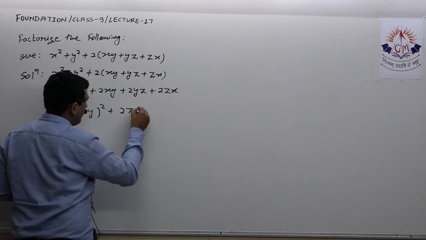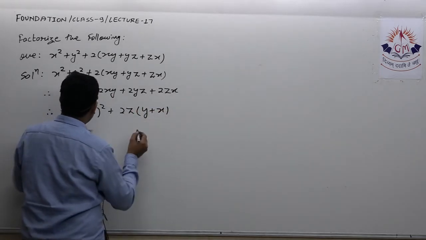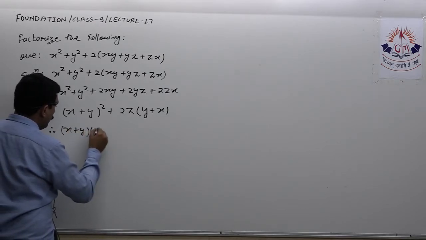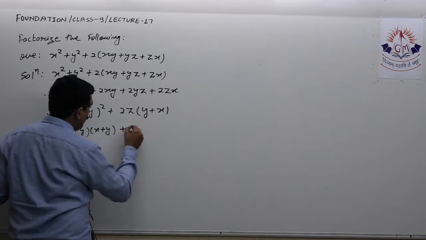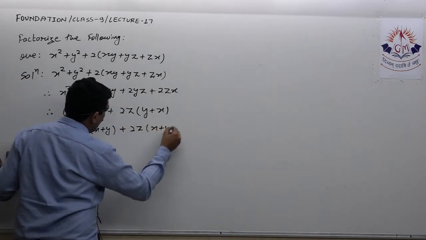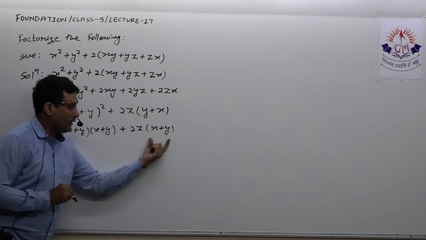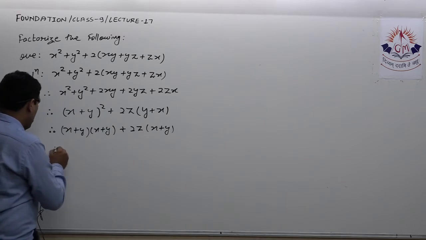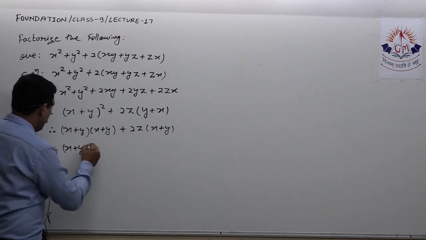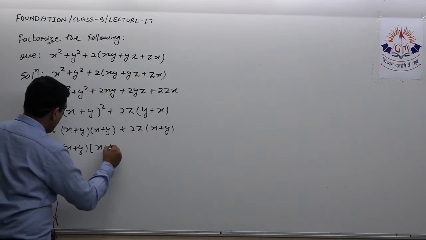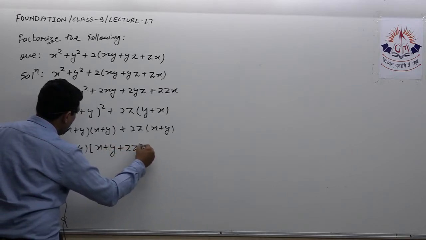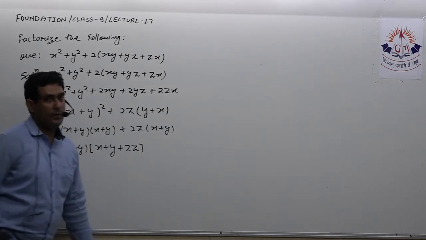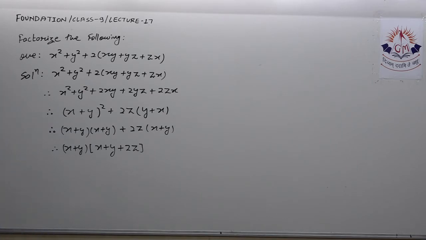If you take 2z common, here you will get y plus x. That is x plus y, the same thing. That means here I have (x plus y) into (x plus y), and over here I have 2z into (x plus y). Now from these two you can say we have x plus y again. So from these two I take x plus y common. So here I do get x plus y plus 2z. Okay, this is one way. So note it down, then I will give you one more way to find the factors of this expression.